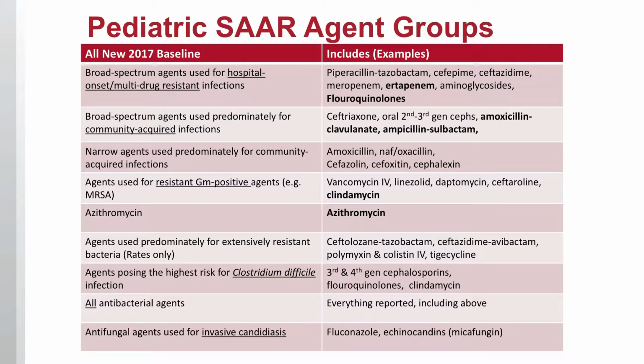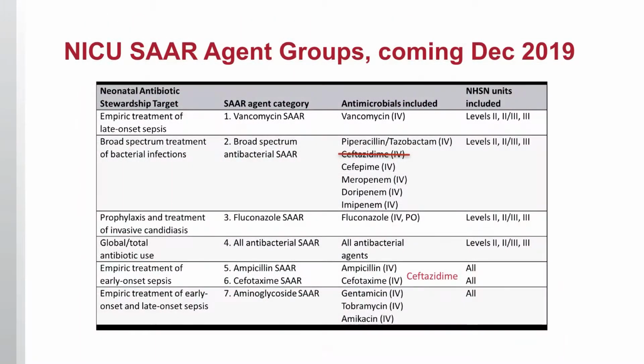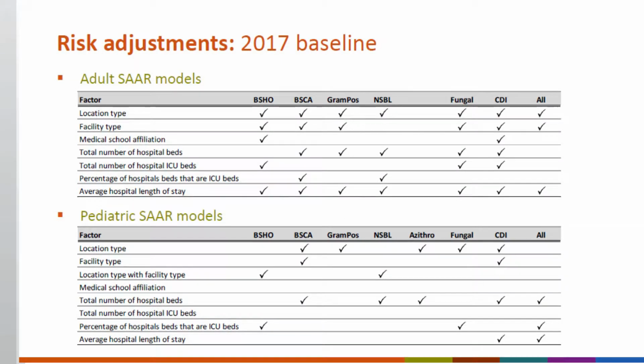And then finally, an antifungal category that was new for invasive candidiasis, the fluconazole and the echinocandins like micafungin are in that. There's also pediatric groups, pretty similar. Like he said, azithromycin is its own separate category. And then there's a new NICU category coming soon that has its own categories. And the risk adjustments also improved.